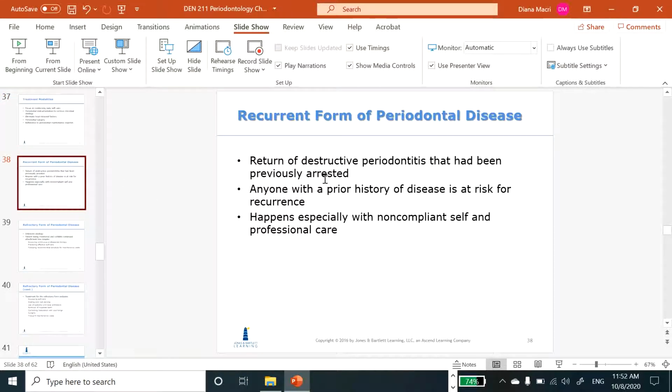It's not something that you heal, that you cure. It's something that you have to stay on top of. And the easiest way and the most effective way to stay on top of it is by practicing good oral hygiene so that you don't initiate an immune response.